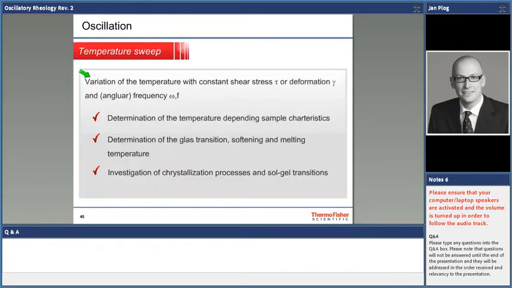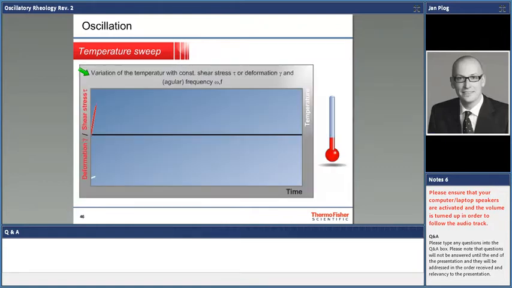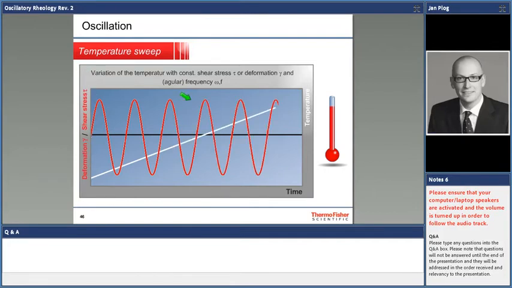For tests like that, like a temperature sweep, for instance, you keep pretty much everything constant, deformation-wise, frequency-wise. All you do is you change the temperature. Here we have the graphical depiction. We keep everything constant, strain amplitude as well as frequency. We just ramp up the temperature, for instance.